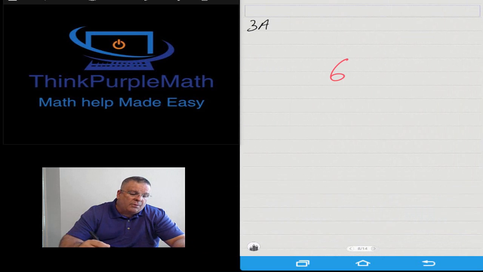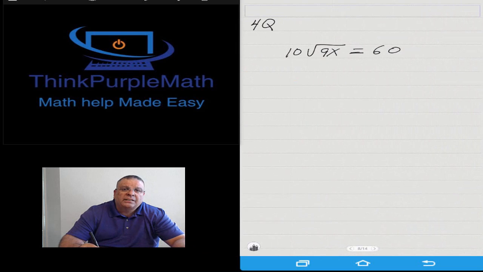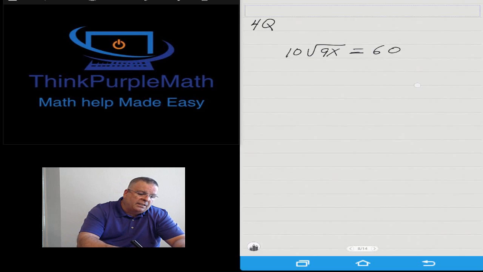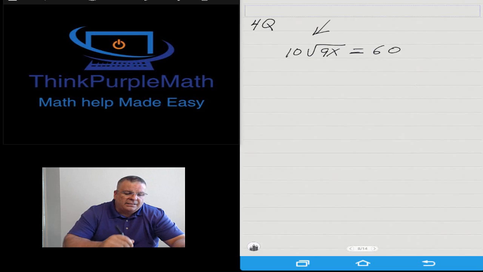All right, we go to problem number 4. Now we have a square root that's being multiplied by a factor of 10. The opposite or the inverse of multiply by 10 is divide by 10. So we're going to actually divide by 10 to get the 10 off of this square root.